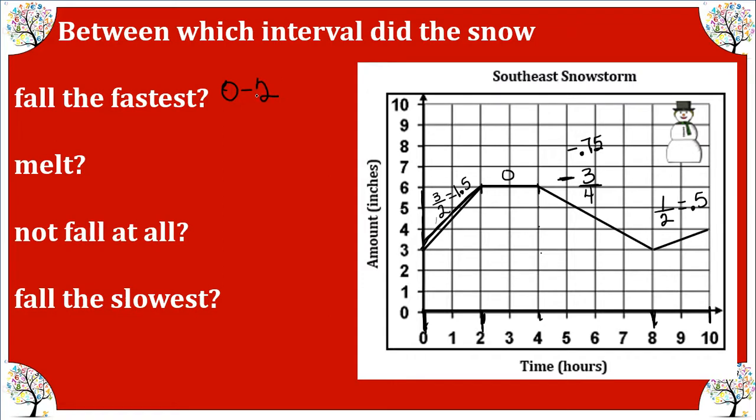Between which interval did the snow melt? That would be here from 4 to 8. The snow melted because it decreased. Between which interval did the snow not fall at all? That would be between hours 2 and 4. We had a change of 0. And then the interval of where the snow fell the slowest would be between hour 8 and 10. We have a rate of change of 0.5.